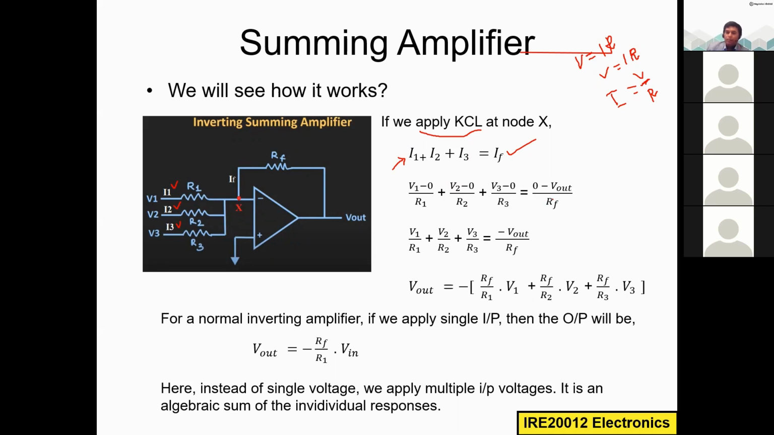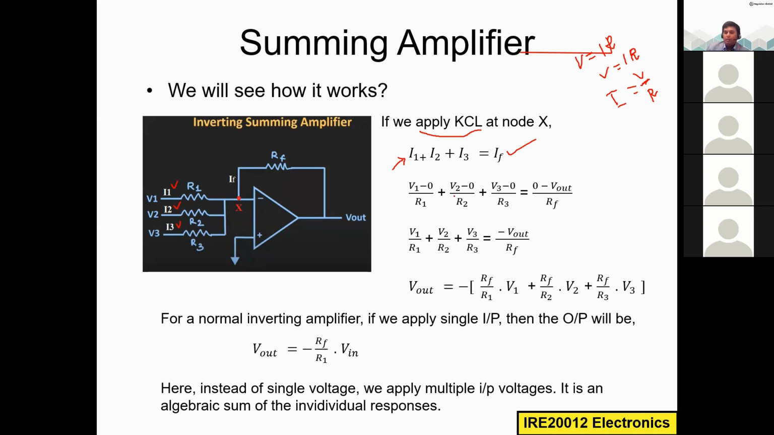And what is IF now? IF is also the same: the potential difference divided by the resistor value. So what is the potential difference? Vx minus Vout, divided by Rf. Vx is 0, Vout is as it is, so minus Vout divided by Rf. Now we have the complete equation. Just ignore this 0.